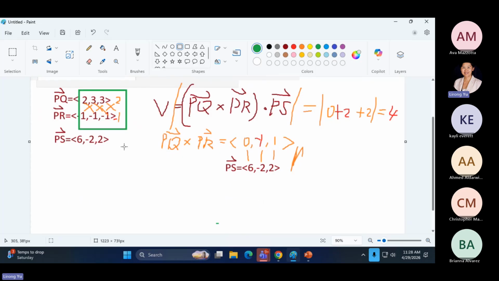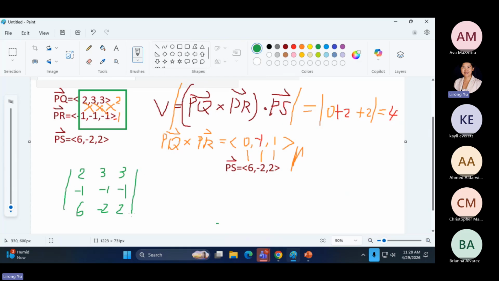One of the other methods is what is introduced in the textbook, where you lay out the 3 vectors and then use multiplication along diagonals. The first row is 2, 3, 3. The second row is -1, -1, -1. And the last row is 6, -2, and 2. If you have algebra experience, all you have to do is find the determinant of this 3 by 3 matrix. But if you don't know how to calculate the determinant of a matrix, we follow our textbook.